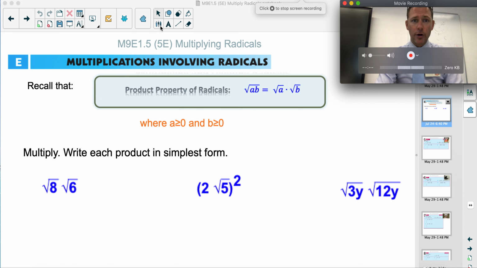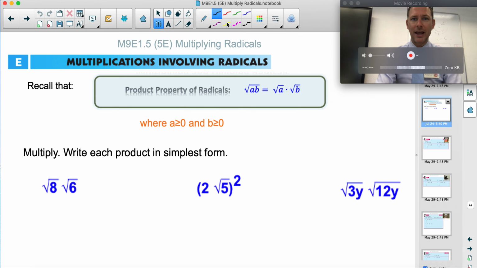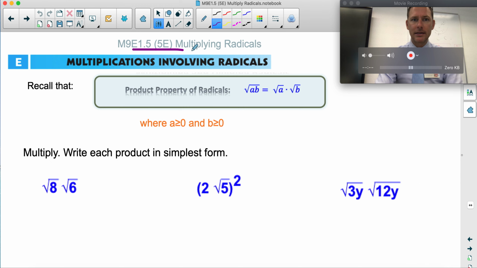Again, nerds, we're on multiplying radicals. So you can put that at the top of your notes, and let's get math in.